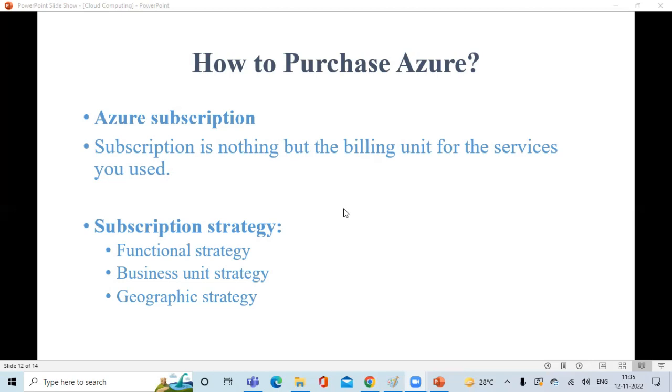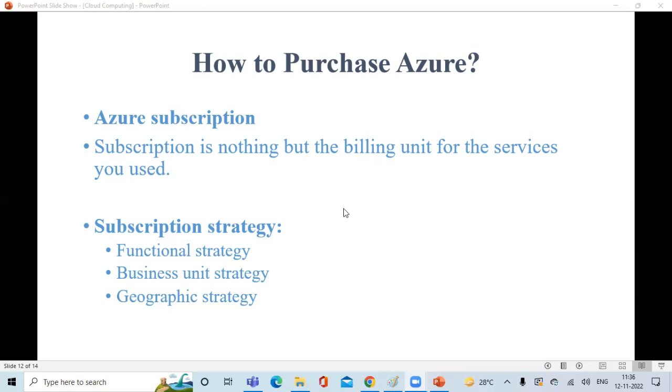If I'm creating a virtual machine, it will say, okay, 6 rupees per hour. But in the back end, it will calculate in terms of minutes. If I'm using it for only 1 hour, it will cut only my 6 rupees. If I'm using it for 1 hour and 30 minutes, it will take only 9 rupees. So like that, this is what a subscription is.